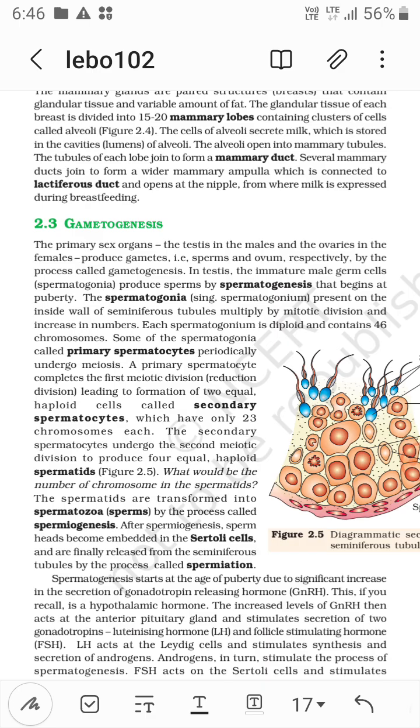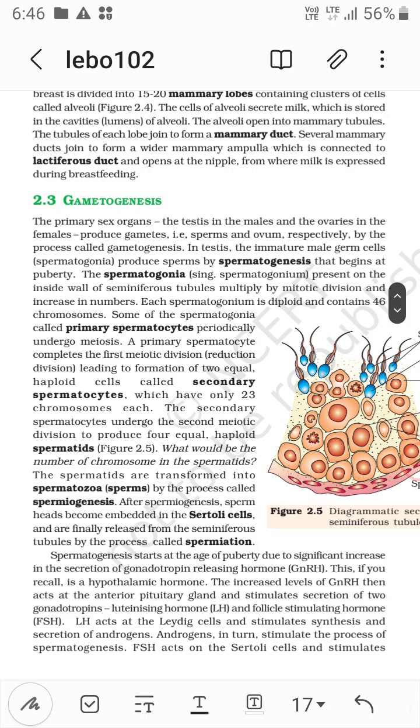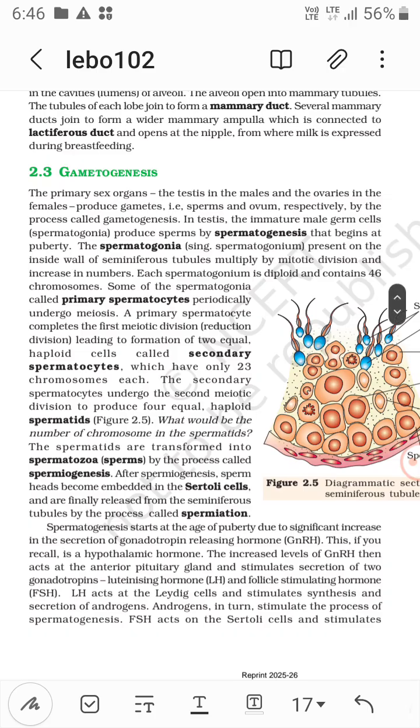So it is like 23, right? Okay, so this is like 23. The spermatids are transformed into the spermatozoa. So these are the sperm, by the process called spermiogenesis. So spermatozoa convert into the sperm. So this is spermiogenesis.